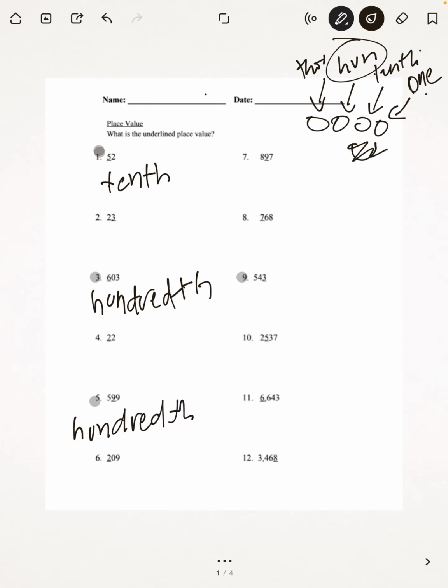It's in the hundreds place. 3 is in the ones place. 4 is in the tens place, and 5 is in the hundreds place. We're looking for 3, so 3 is in the ones place.